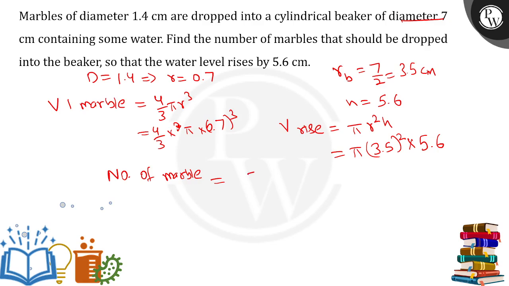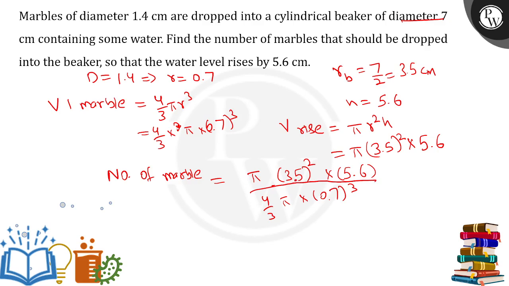So the number of marbles would be simply the division of these two quantities. What two quantities? The total volume rise, that is pi into 3.5 square into 5.6, divided by the volume of one marble. Okay, let me correct this one. The volume of one marble I have written over here, which is 4 upon 3 pi into 0.7 whole cube. Now we can do the calculation. This is not 335, don't confuse, 3.5 is there.